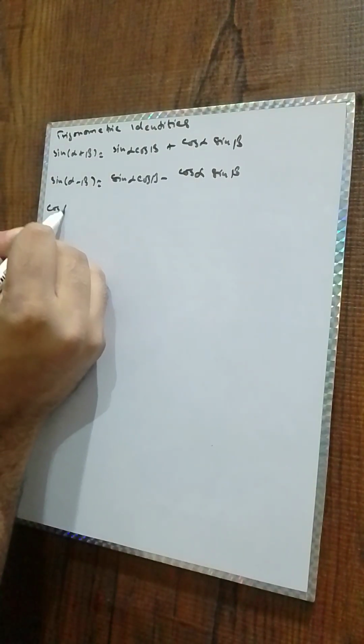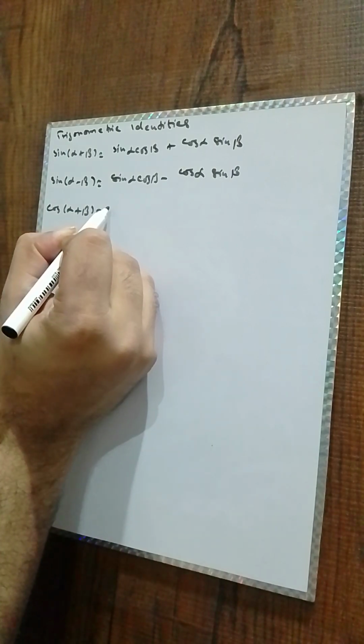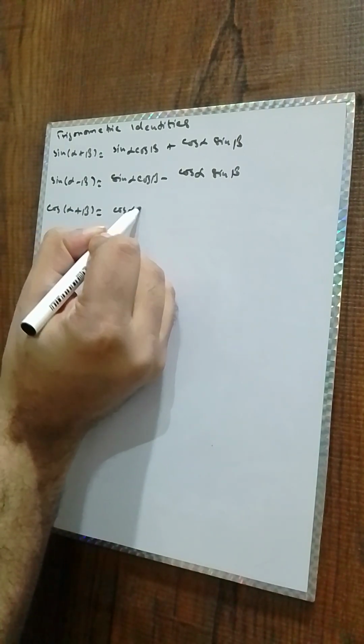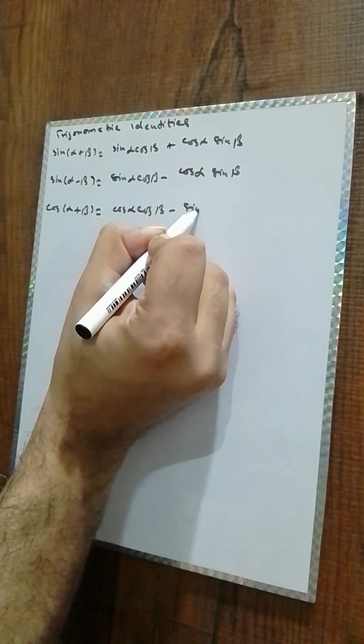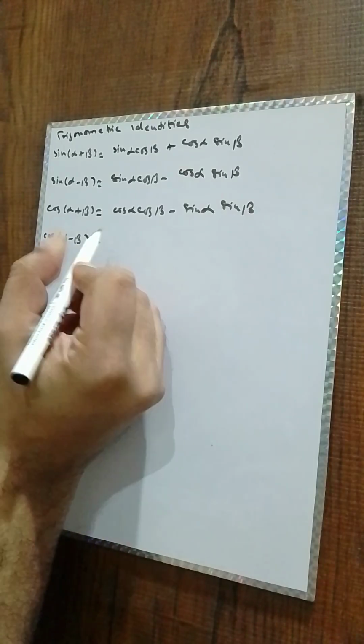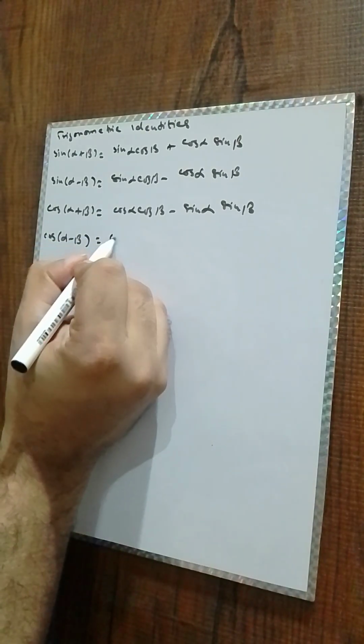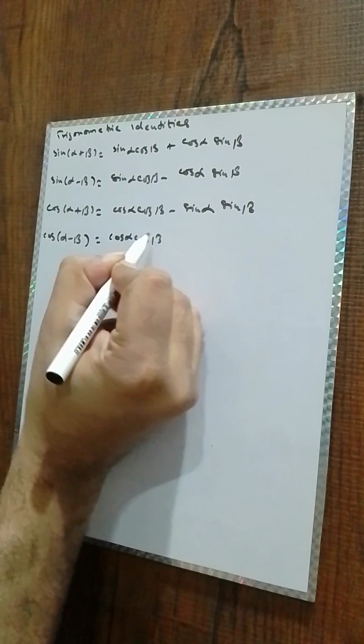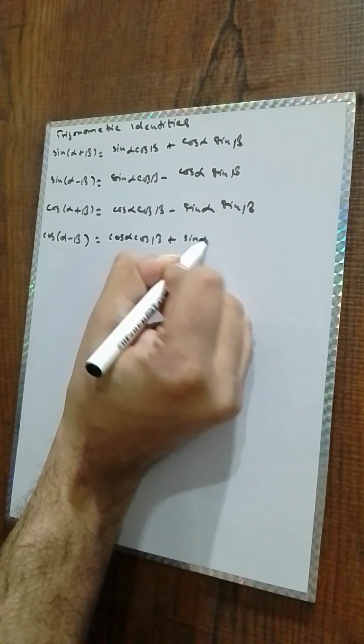Okay, the third one says cos alpha plus beta, which is cos alpha cos beta minus sine alpha sine beta. The fourth one is cos alpha minus beta. Basically any one of these can be needed anywhere in trigonometry, so having them in mind is important. So cos alpha cos beta plus sin alpha sin beta.